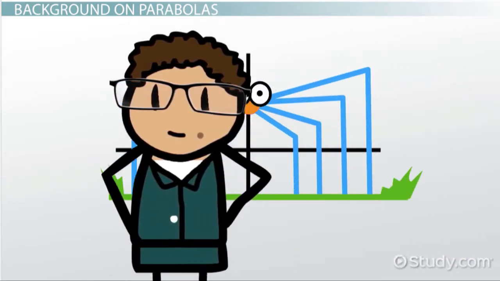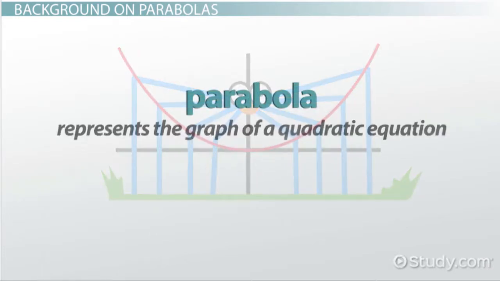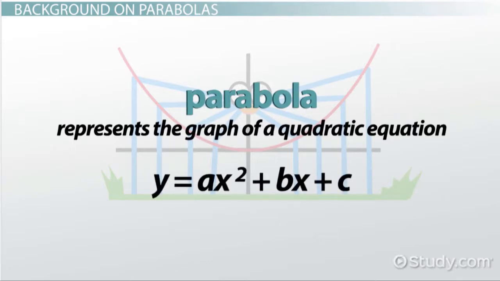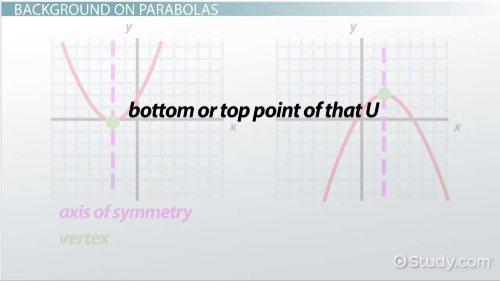Take another look at Melvin with some lines and curves drawn in. Notice the red curve connecting his knees. In mathematics, this red curve is called a parabola, and it represents the graph of a quadratic equation, y equals ax squared plus bx plus c. Parabolas have different characteristics. They look like a U or an upside-down U, and the bottom or top point of that U is called the vertex of the parabola.